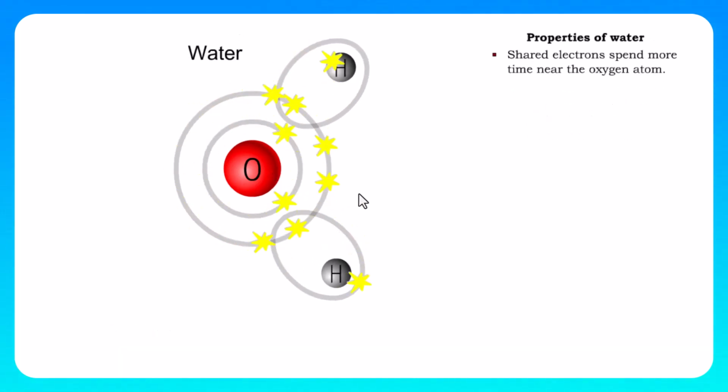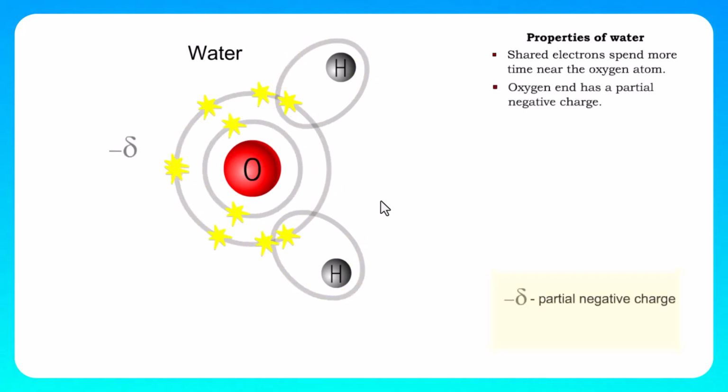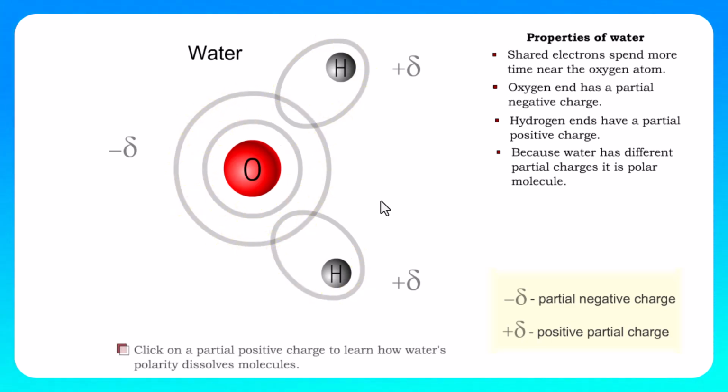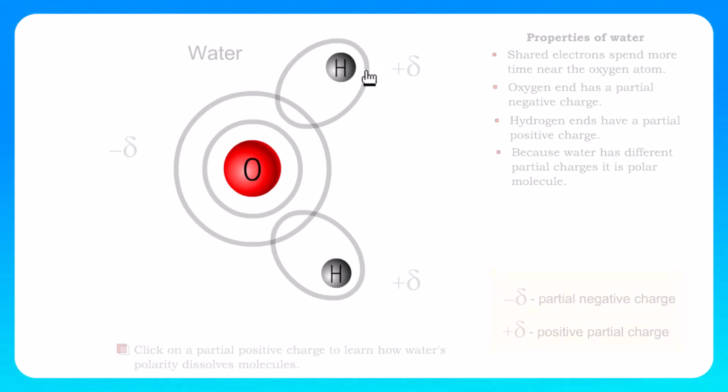The electrons spend more time near the oxygen atom, giving it what is known as a partial negative charge. The hydrogen ends have a partial positive charge. A molecule that has different partial charges is known as a polar molecule. Let's explore that.